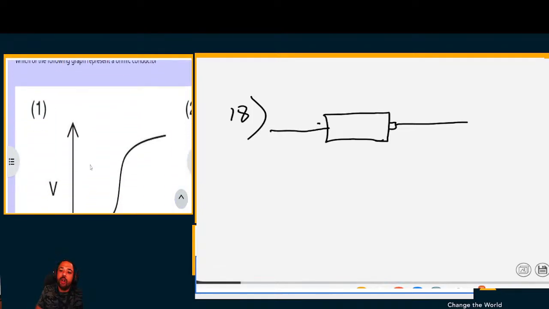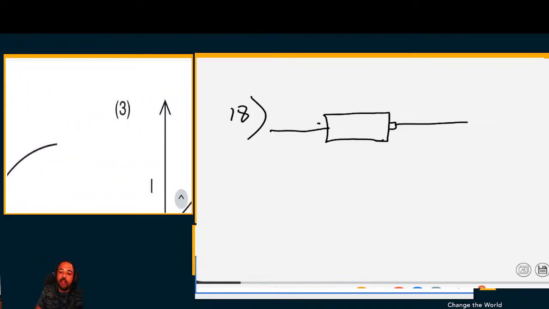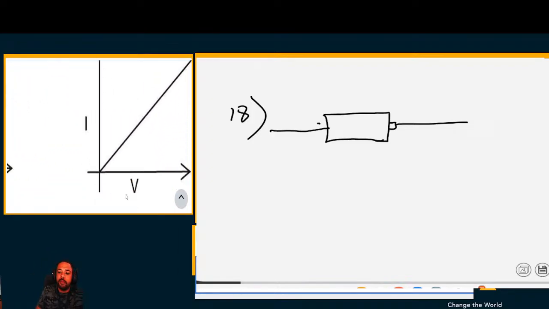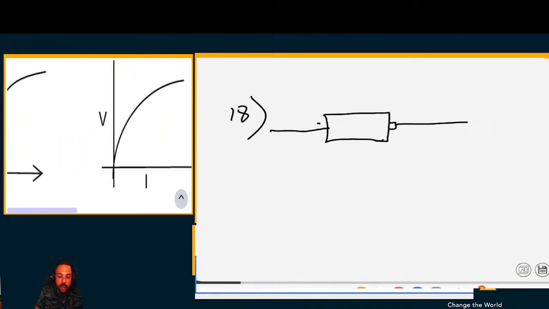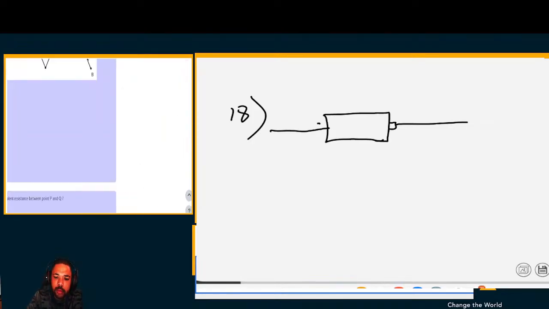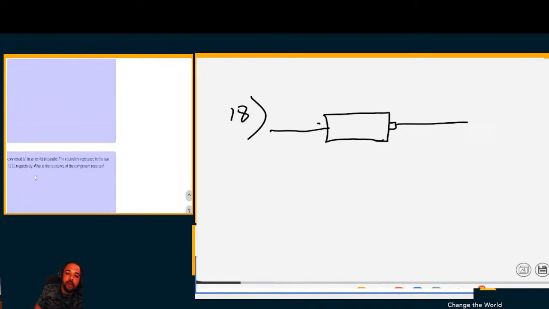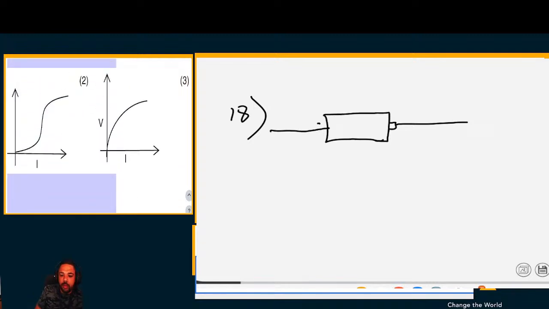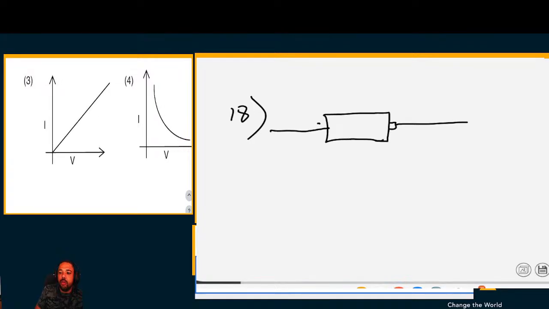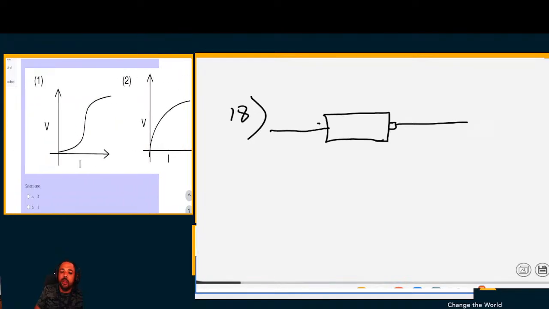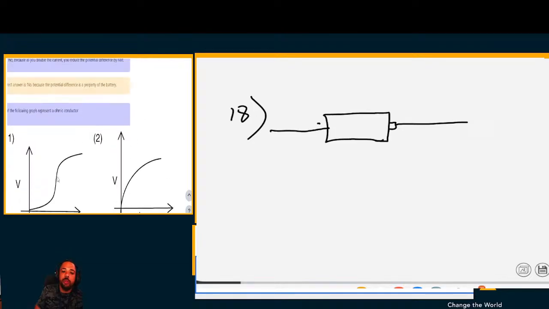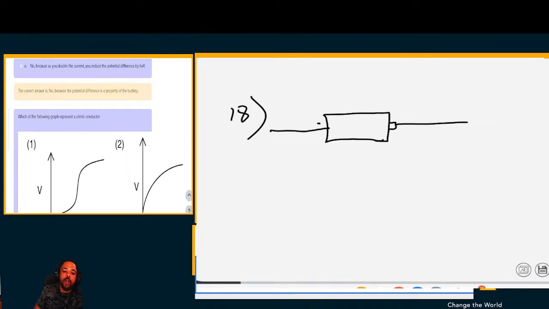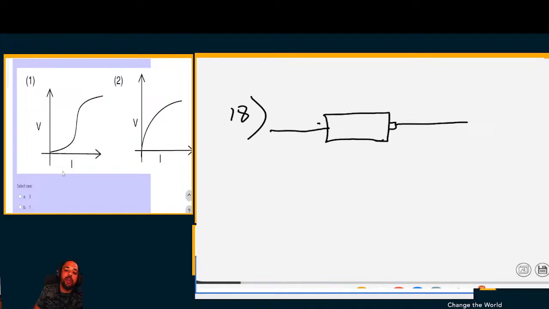Finally, which of the following graphs? They don't have all of the graphs here in the example. Okay, there they are. Let me just make it smaller again. We have four graphs here. This is graph number 1, graph number 2. Let me just read the question. Which of the following graphs represents an ohmic conductor?